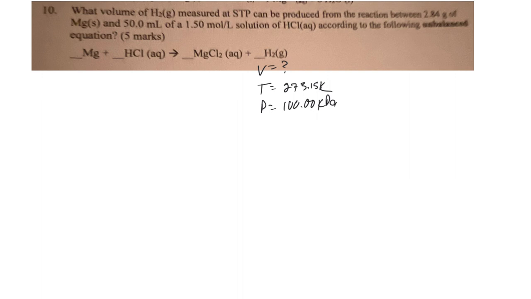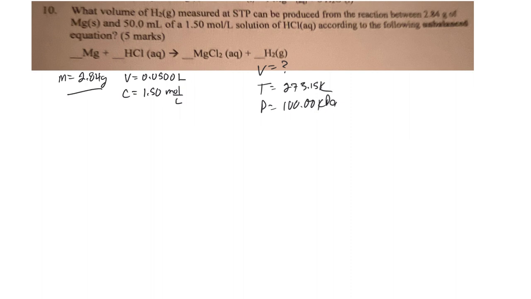Reaction between 2.84 grams of this, so mass is 2.84 grams, and they have HCl, they have a volume of 50 milliliters. I'll convert that to liters, and the concentration is 1.50 moles per liter. So it looks like they gave us too much information.